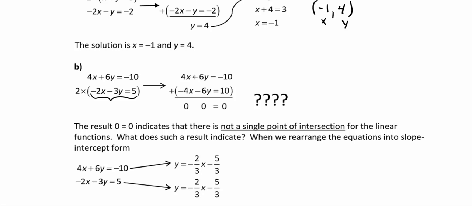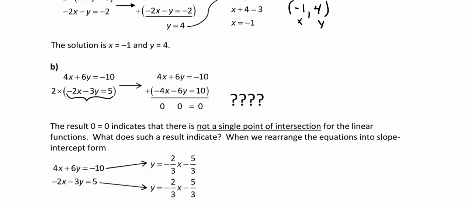But then look what happens. If we go 4x plus -4x, that's 0, so the x's cancel. The same thing happens with the y's, and the same thing happens with the constants on the end too. So we end up getting an expression saying 0 is equal to 0. Well, that's true, but what does that mean?